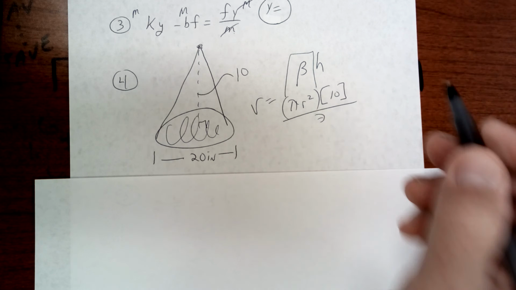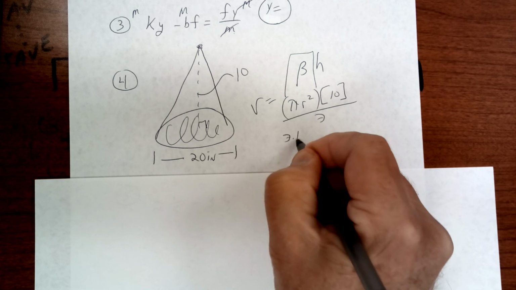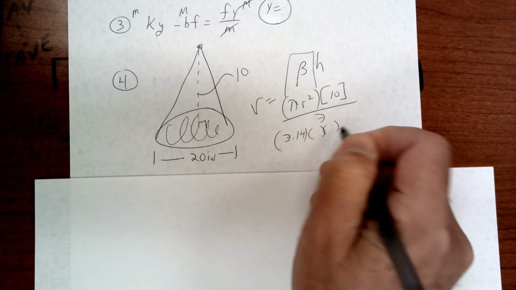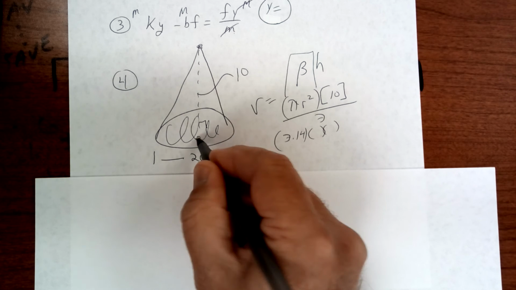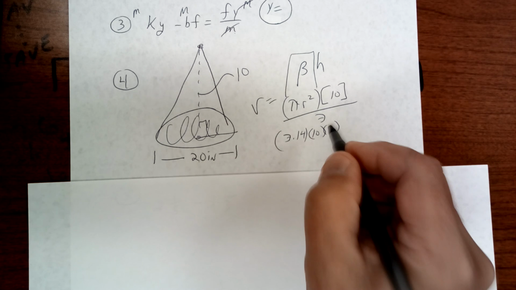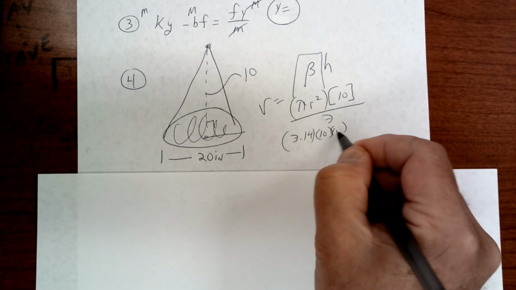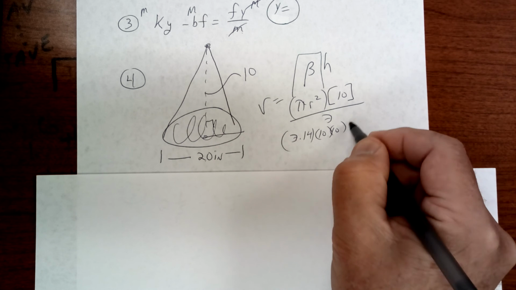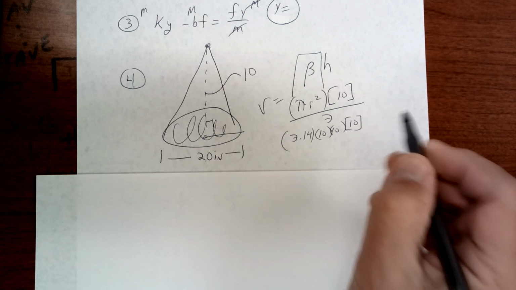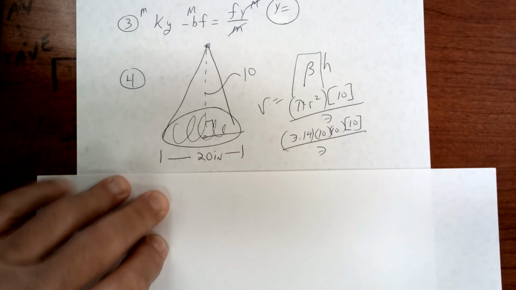So the setup is going to be 3.14 times the radius squared. The radius is going to be 10, half of that, and then times the height, which happens to be 10 as well, and then divide by 3. So get your calculator and work that out.